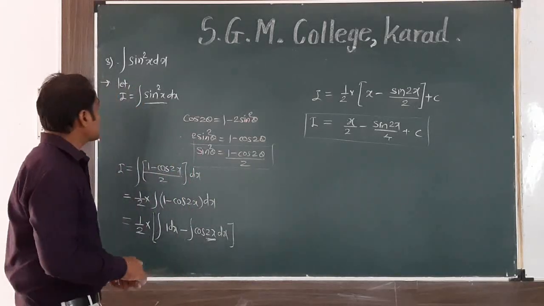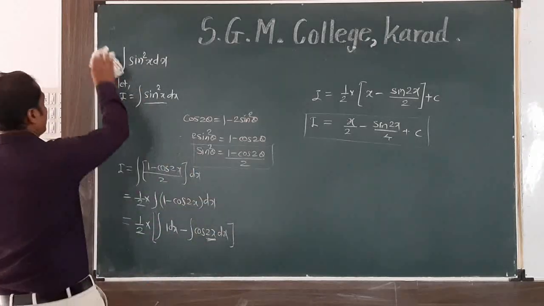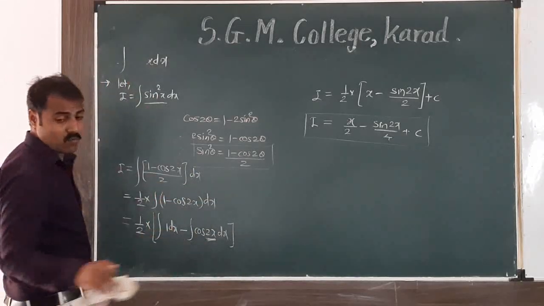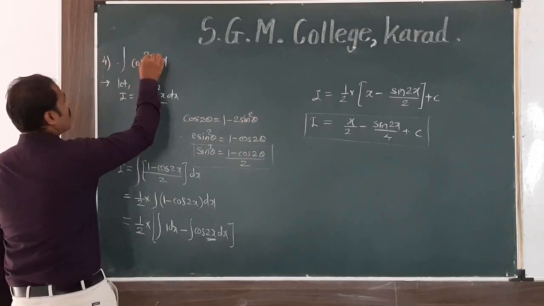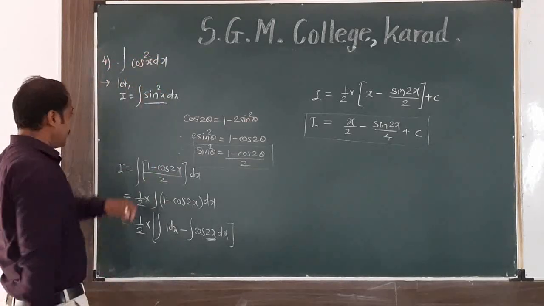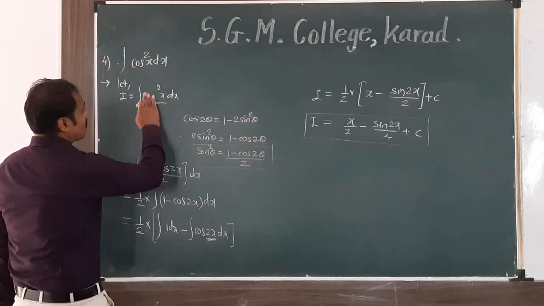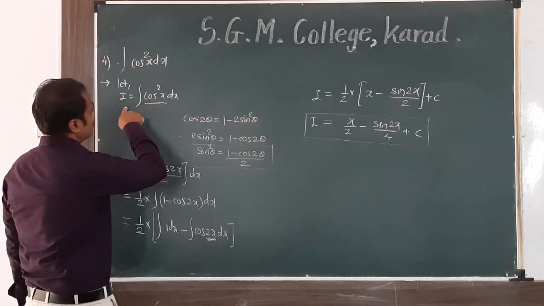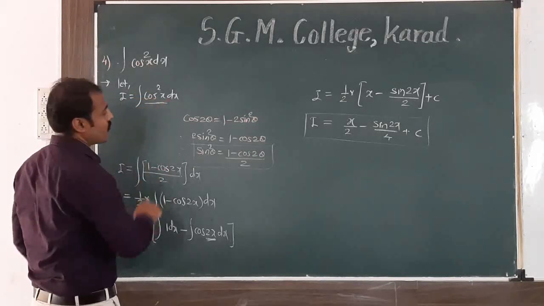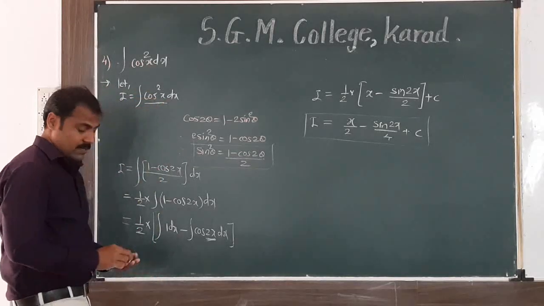Okay, next, fourth example: evaluate integration of cos square x dx. First, denote that integration by I. Let I is equal to integration of cos square x dx.